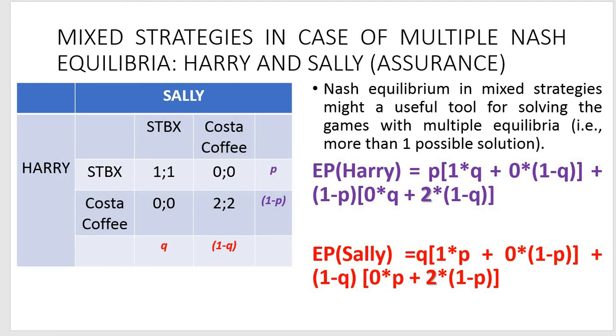Let's just call it game with assurance. When both for Harry and Sally, an equilibrium associated with meeting at Costa Coffee gives higher payoff than equilibrium associated with going to Starbucks. So analogously, you define their expected payoff functions. Now you just replace, here you've got 2 multiplied by 1 minus p, 1 minus q. Analogously, it goes for Sally. 2 times 1 minus q times 1 minus p. Okay, makes sense.